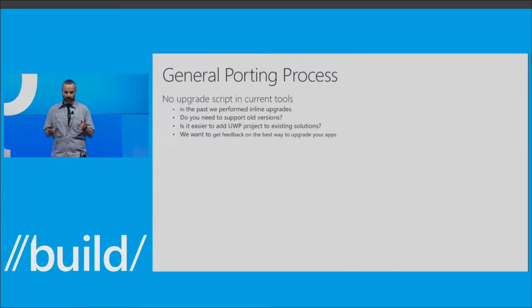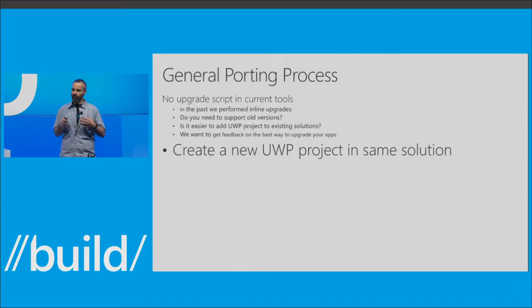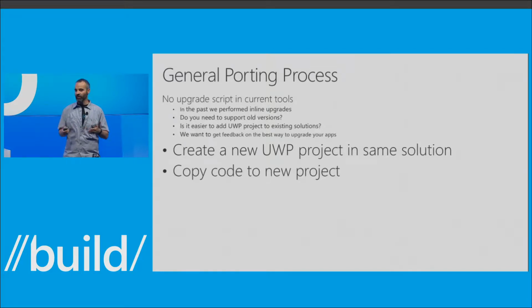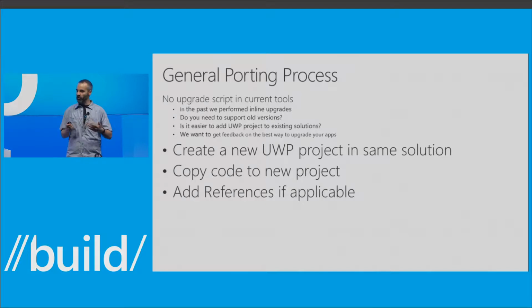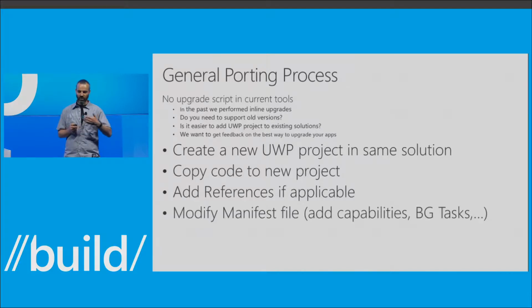And I think what I'll show you is it might be easier just to add a UWP project to your existing solution. So the general process I'm going to go through here is creating a new UWP project in your existing solution, then copying code, and it's going to be as simple as drag and drop. It's a lot faster than creating a new one in a different solution where you have to import all your files. Just drag and drop, and I'll be showing you that. Once you do that, then there'll be some references you'll need to add. And finally, some manifest changes.